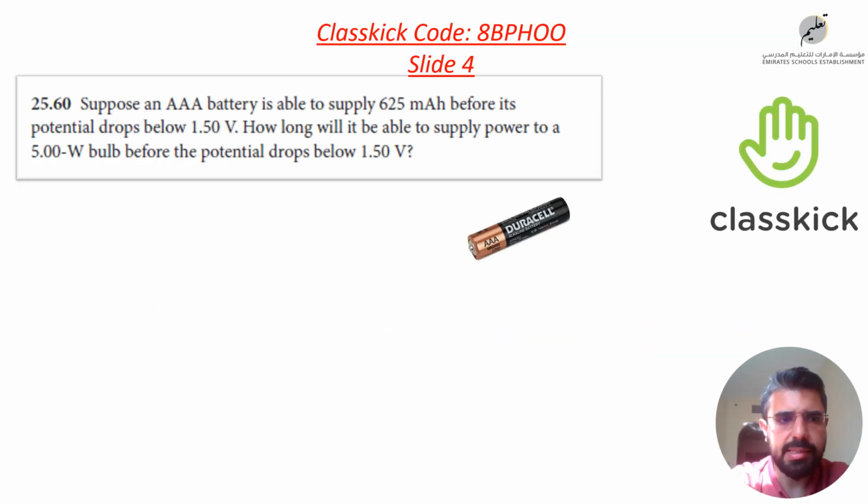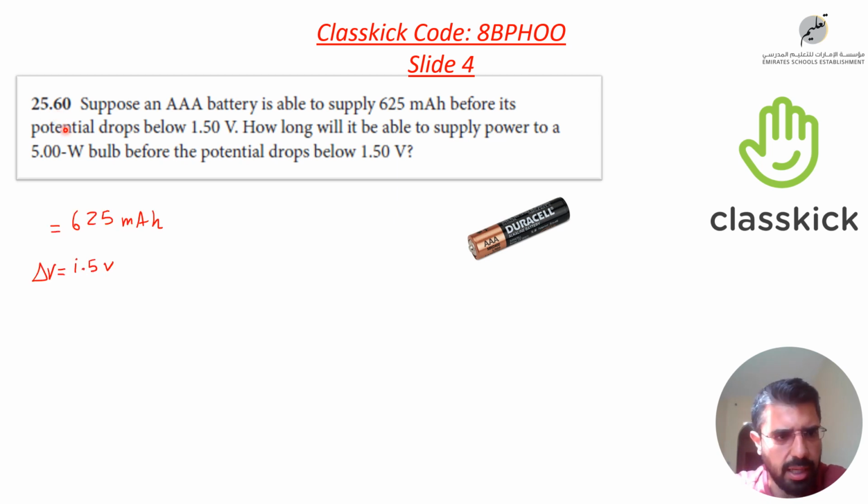Okay, here is another example, slide 4. Another problem, number 60, and this is a small hint. I write for you the given: the charge in milliampere per hour, or you can convert it to Coulomb. We have the voltage 1.5 volt. We have the power 5 watt. We are asking for the time because they said how long will it be able. So how long refers to the time.